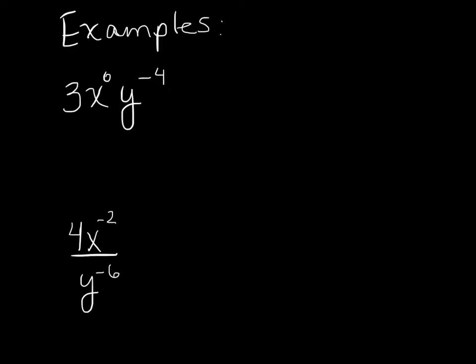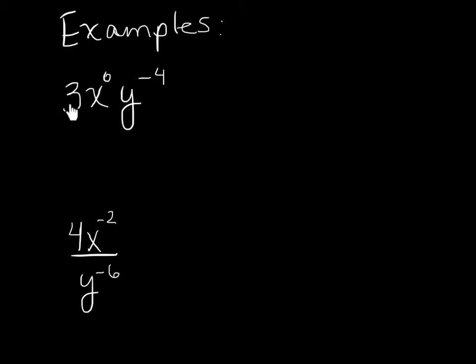Okay, here's some examples where we have more than just negative exponents now. We're going to put all of it together. So I have 3, x to the 0, y to the negative 4. Here's what I want you to do. I want you to look at each number individually. And by each number, I mean 3 is a number, x to the 0 is a number, y to the negative 4 is a number.